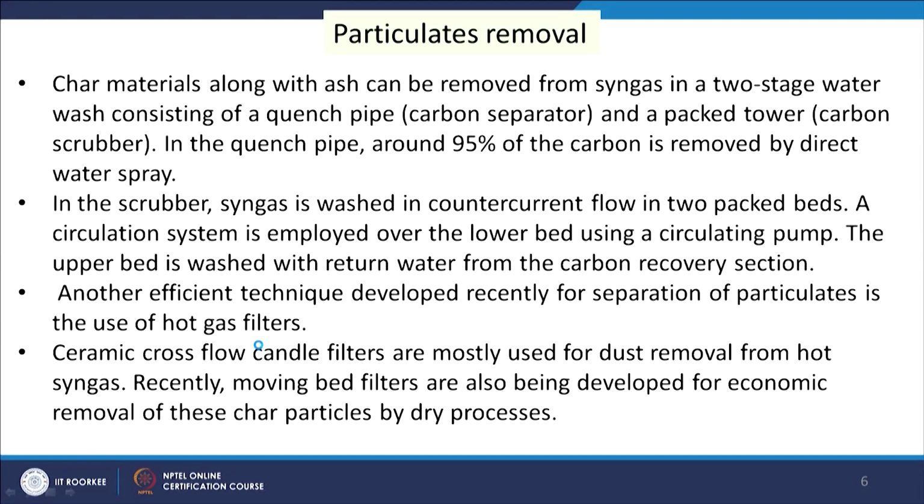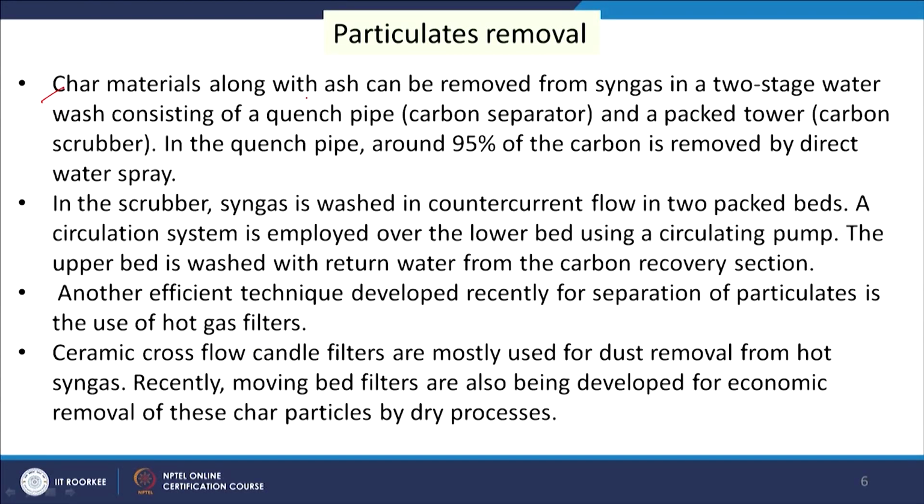Now, we will see how the particulates can be removed from the syngas. As you know, some of the reactor configurations use very fine particles of coal, and those fine particles can be carried over if not completely burned, or in some applications tar particles also come.